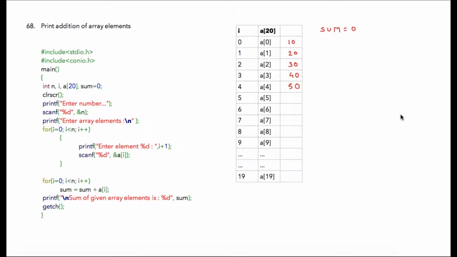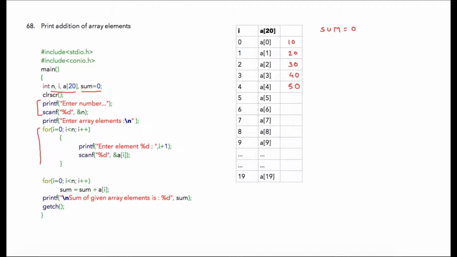In the next program, we are going to print addition of all the array elements given by the user. So like previous program, I am using similar set of variables, plus I am adding variable as sum equal to 0 to add up all the array elements. So here I am asking user to enter n, that is number of array elements that user wish to enter.